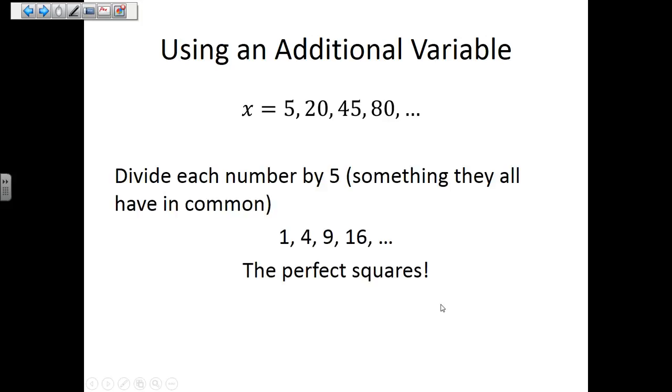So what if I have an infinite list? We see that dot, dot, dot, 5, 20, 45, 80. There seems to be a pattern here. I know that at least these are all multiples of 5. So if I'm trying to figure out my set builder notation, I think I'll go ahead and divide by that 5 and see what I get. So 5 divided by 5 is 1, 20 divided by 5 is 4, 45 divided by 5 is 9, and so on. Oh, this is a list of the perfect squares, 1, 4, 9, 16, and so on. So I will use the perfect squares to create my set builder notation.